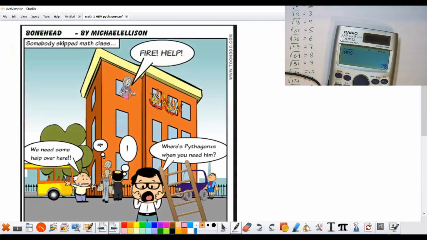Okay. There's another ladder question. I'm going to skip it. Here's a little joke. Somebody up in the building: fire, help. We need help over here. He's got a ladder. Where's Pythagoras when you need him? Somebody skipped math class.